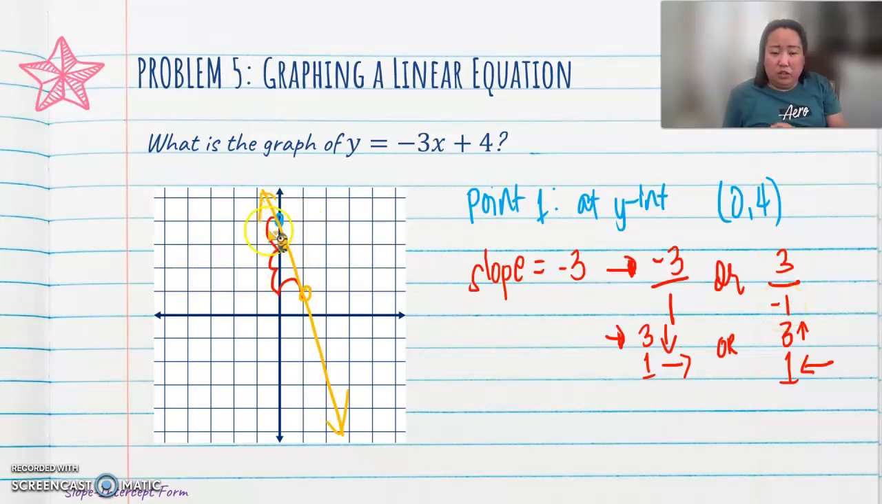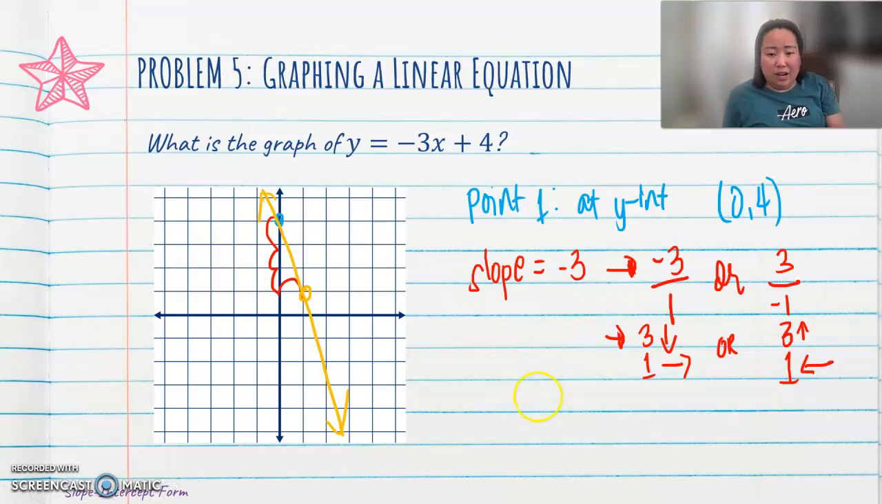Now, given the position of your point right now in your graphing area, I don't think it will be good for us to go up since we don't have any more graphing area to use. And so we will be using going down by 3 and then 1 going to the right. And so you will locate your next point here. You got 2 points. You simply connect your lines. Okay? So that's how easy graphing a linear equation with slope-intercept form.